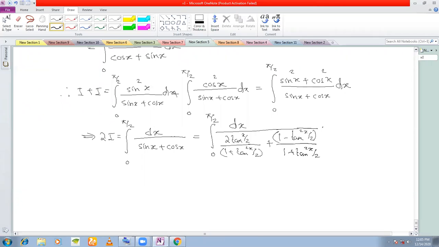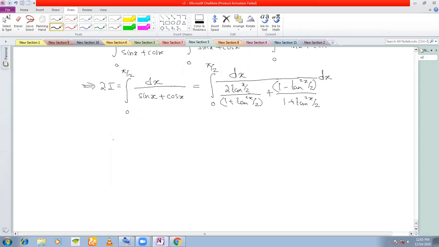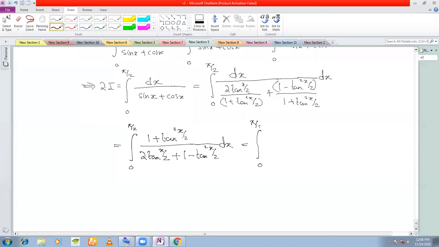You remember this? Now this 1 plus tan square x by 2, you take the LCM, you can take it on top. This is integral 0 to pi by 2. And the denominator, what are you getting? You're getting 2 tan x by 2 plus 1 minus tan square x by 2 dx. Now 1 plus tan square x by 2 can be written as sec square x by 2.